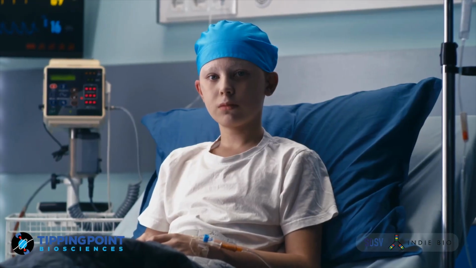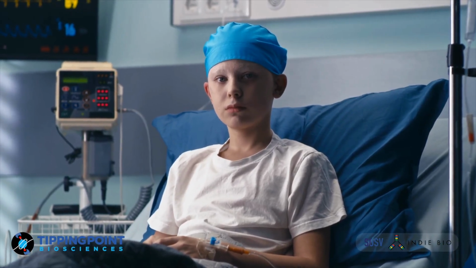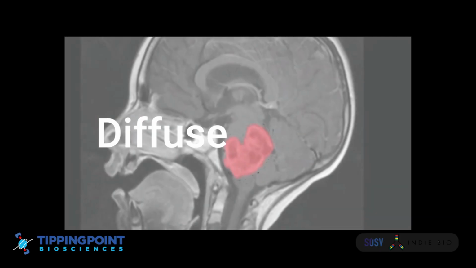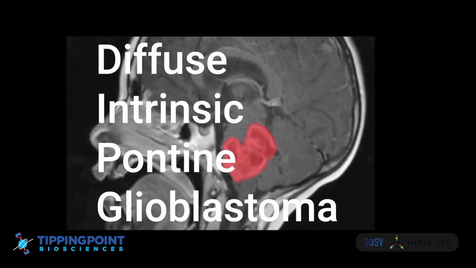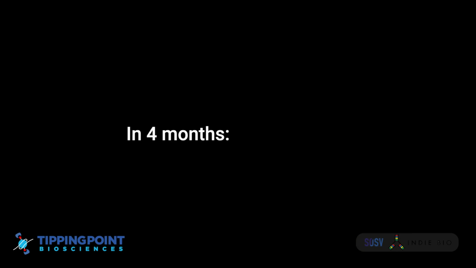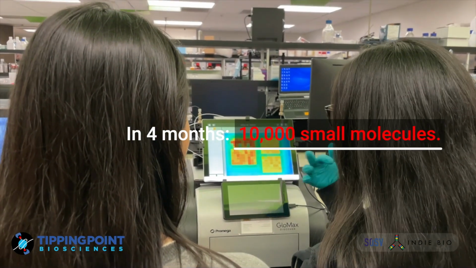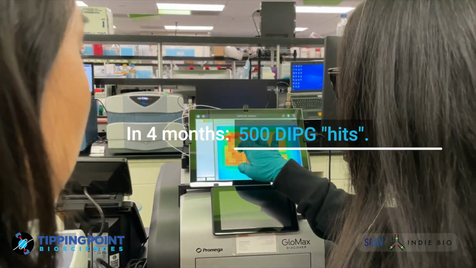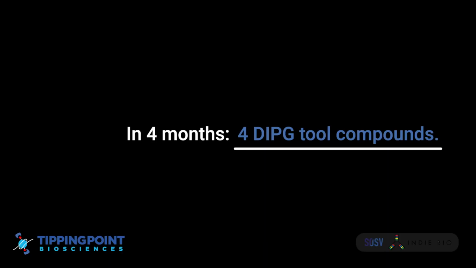The first disease indication that we're focusing on is a pediatric brainstem tumor called diffuse intrinsic pontine glioblastoma, or DIPG, because it's the best proof of concept for our platform. In the last 4 months, we have scaled this assay so that we can screen for 10,000 molecules now.